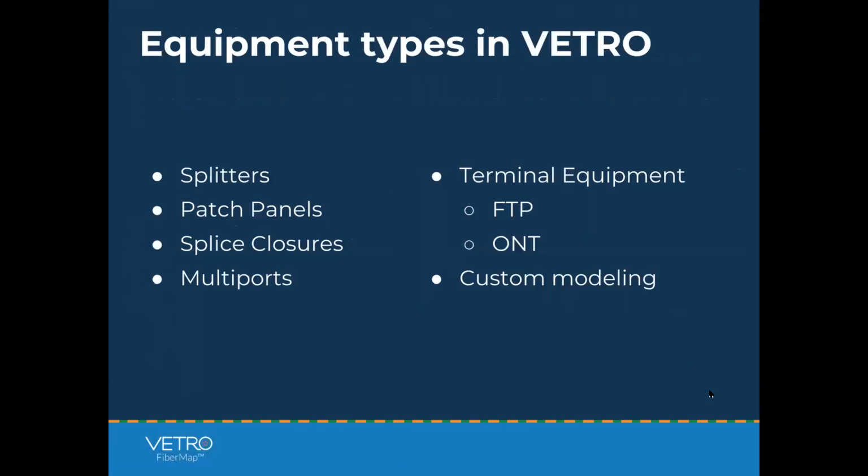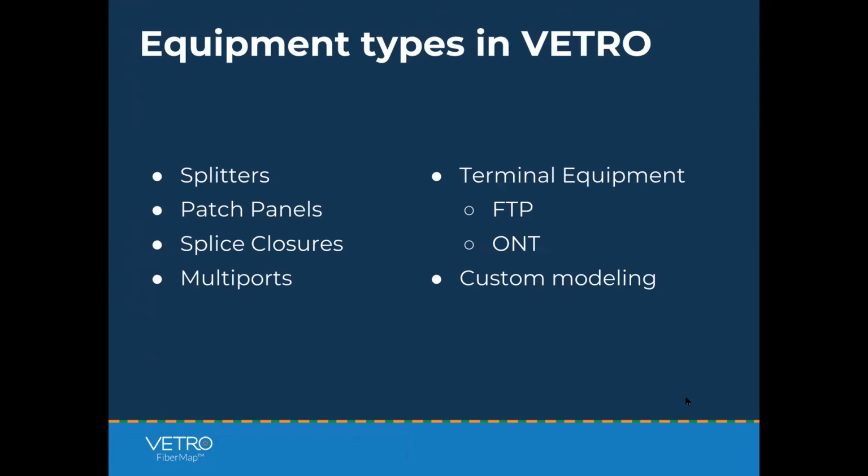Here are some of the equipment types that we have in VETRO. Splitters and patch panels are used quite a bit. Splice closures and multiports as well, and those two categories are also able to be network points, which we'll talk about in a moment. We also have terminal equipment at your service locations. That can be an FTP or an ONT.